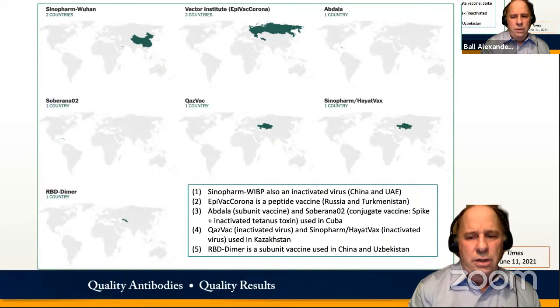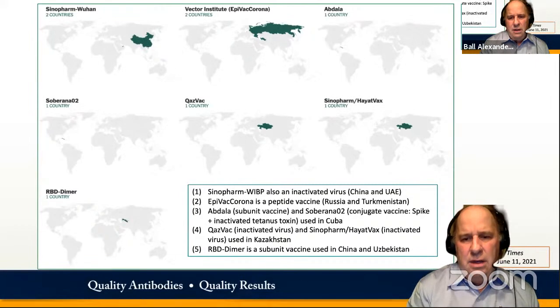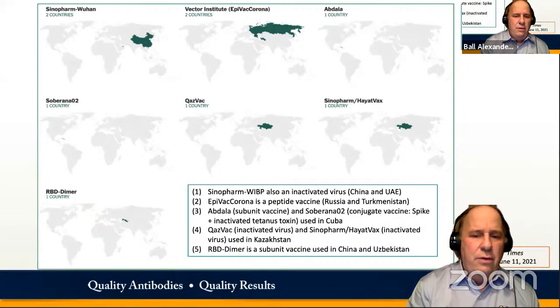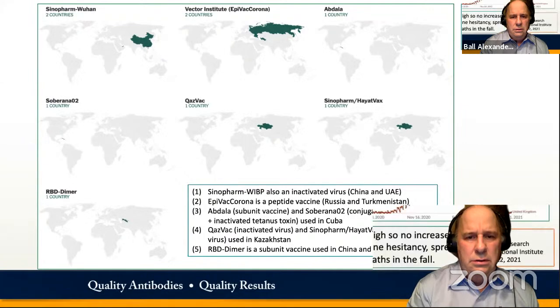So it's not one of those 4 major types. It's spike protein conjugated to an activated tetanus toxin, which is a strong immunogen. And these 2 are actually used in Cuba. So the Abdala and the Soberana 2 are used in Cuba. Casvac, which is an inactivated virus, and the other inactivated virus, which is a derivative from Sinopharm, made by Hayatvax, is used in Kazakhstan. And then the RBD dimer is a subunit vaccine used in China and Uzbekistan. So those are the major vaccines that are presently being used and have been approved in various countries.